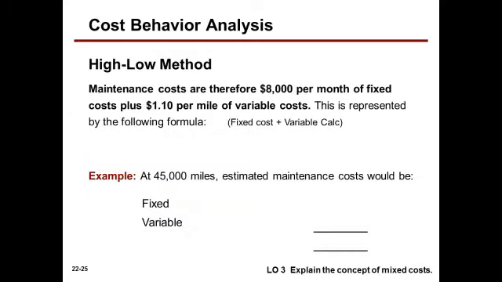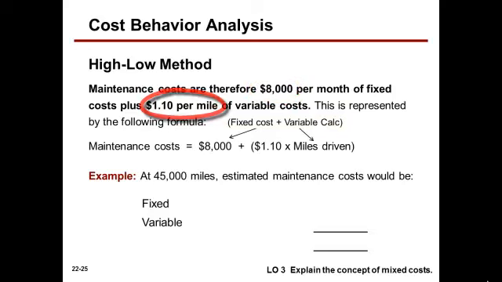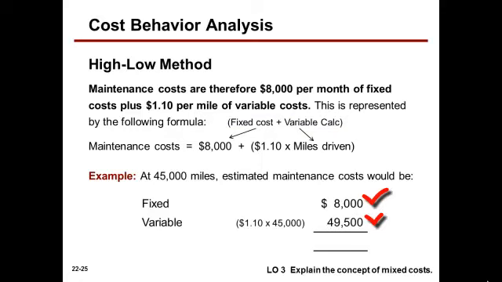Let's do an example. Let's work out an example with the formula we just developed. Maintenance costs are $8,000 per month fixed plus $1.10 per mile driven, represented by our following formula. $8,000 fixed plus $1.10 per mile driven. So at 45,000 miles, we can estimate our maintenance cost in total will be fixed, $8,000. They won't change. Variable, $1.10 times 45,000 miles, $49,500, for a total mixed cost predicted of $57,500 at 45,000 miles driven.